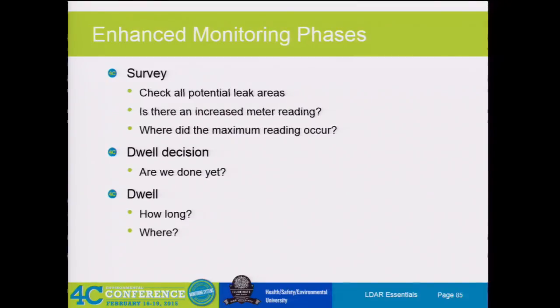The ones that are being actuated more are more likely to leak because you're putting wear and tear on the packing and anything else that might be going on. Is there an increased meter reading? If you do see an increase, like we said earlier, make sure that your folks understand what type of process or stream is going through, because the heavier ends are going to take longer to respond than the lighter ends. And then, where did the maximum reading occur?